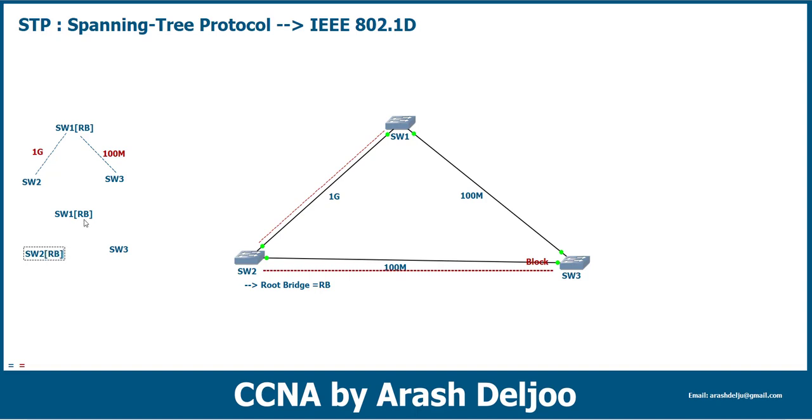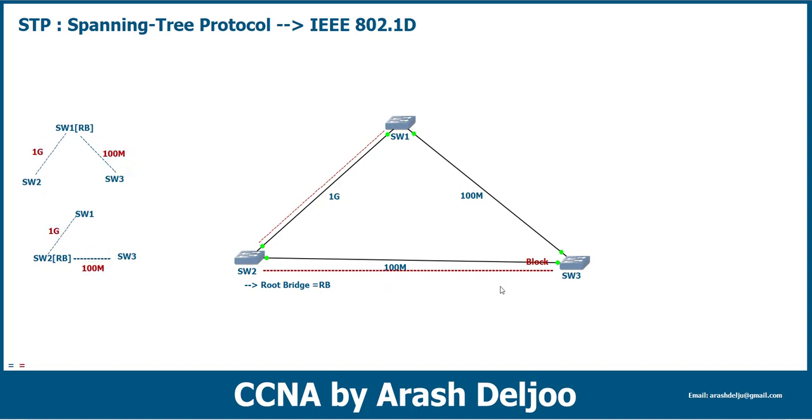We should compare all of the conditions with each other, and you know that now the link between switch 1 and switch 2 is active, and also the link between switch 2 and switch 3 is active. Let me show you. This is the next link, and the bandwidth of this link is 1 gigabit per second, and the bandwidth of this link is 100 megabit per second.